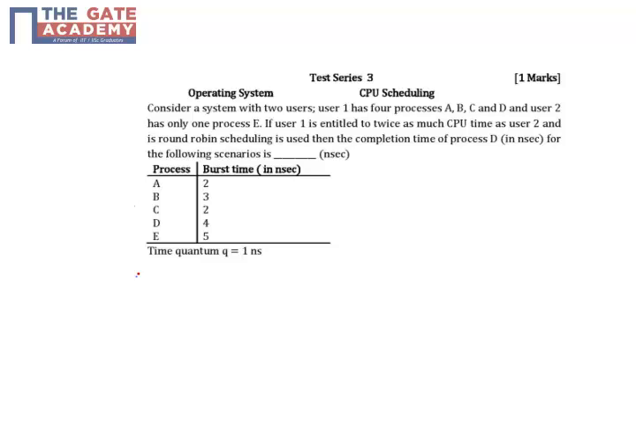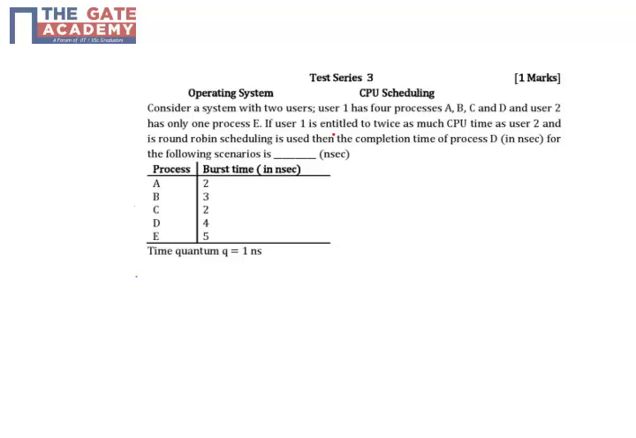In the question, they have given that there are two users. Okay, user 1 and user 2. User 1 is having 4 processes A, B, C, D, and user 2 is having only one process, that is E. So according to the proportion, they have given that user 1 is having double time in CPU as user 2 is having.